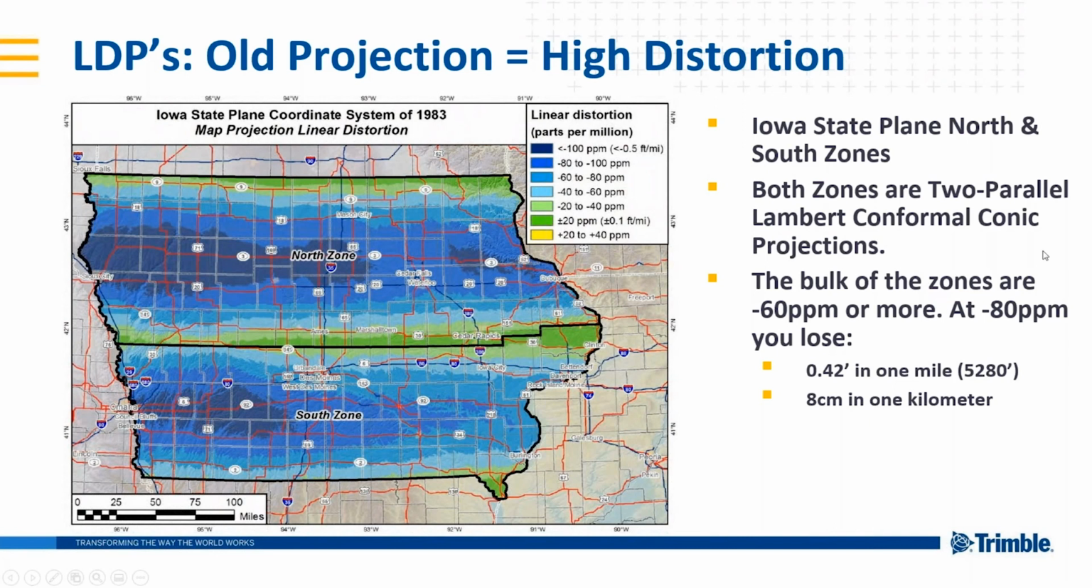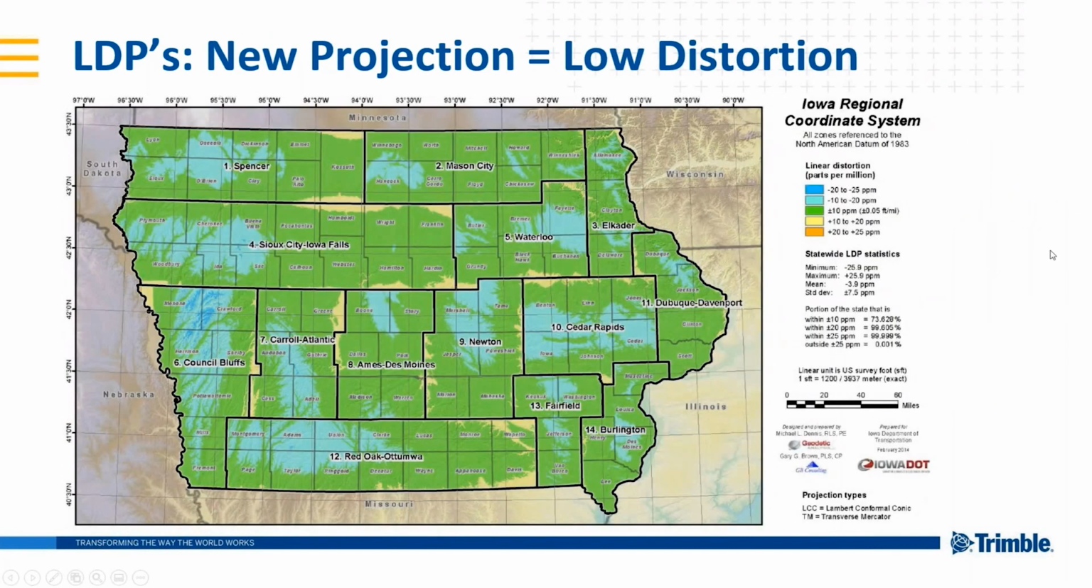So if we go to the new projections, which I think have been officially adopted, you can see we've broken it down into smaller zones that cover these various counties. So each county could reference which zone they are in. It follows administrative boundaries, which is great. And as you can see now, our maximum distortion is plus or minus 25.9 parts per million. So we're about a third of what the old distortion was; what was the average is now the maximum.